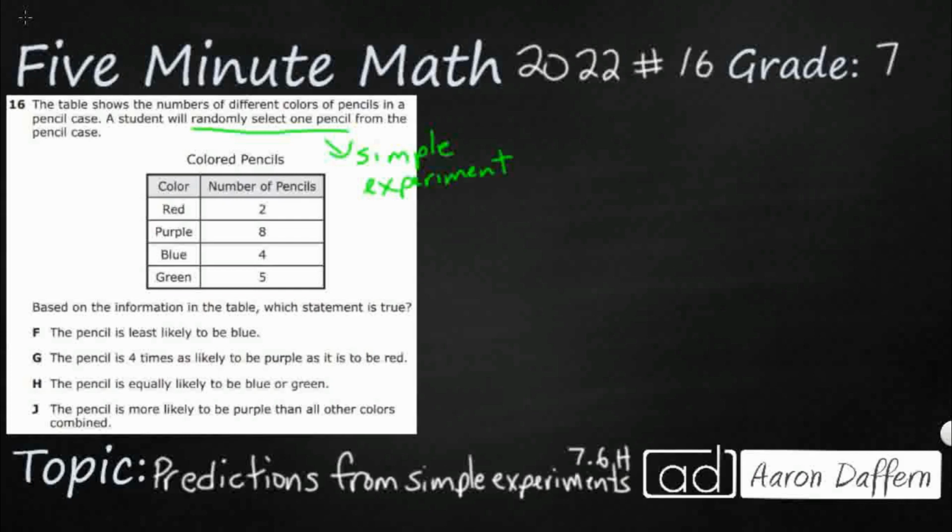Which statement is true? I'm going to try to represent each of these with mathematical expressions or equations, depending on what they say, because once we can represent it with an expression or an equation, it becomes very evident whether these statements are true or false. And we're looking for the one that is true. So F says the pencil is least likely to be blue.